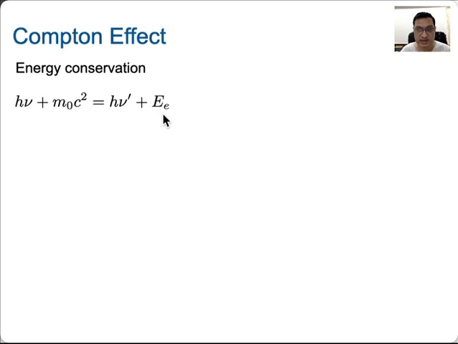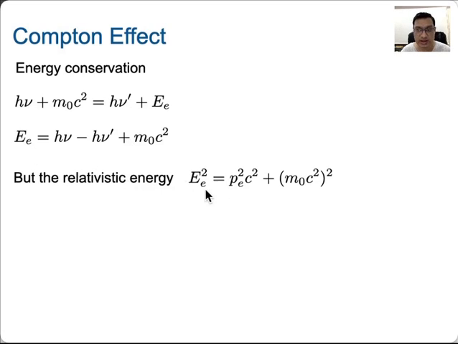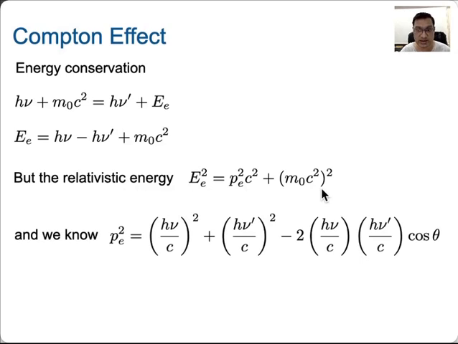This is the energy conservation that we have seen. And I can write down the energy E by taking this quantity towards the left. So E = hν − hν′ + m0c². This is the energy of your electron after the collision. Okay, but we know the relativistic energy from our previous slides can also be written in this following fashion. And we have also seen from the previous slide that this is the momentum of the electron.